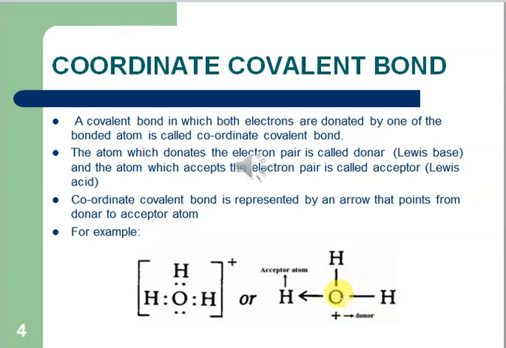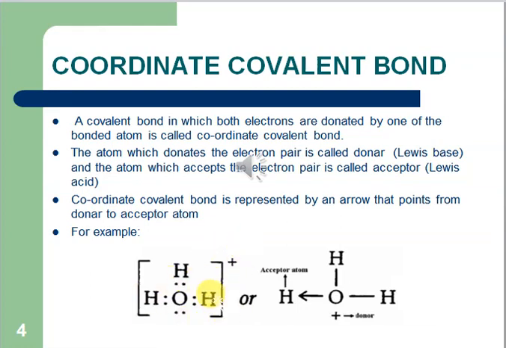There's also a single covalent bond, but there's an arrow between oxygen and hydrogen. It means this bond is a coordinate covalent bond because this is the donor and that's the acceptor. Also, coordinate covalent bonds are normally represented in square brackets, and there we get a positive charge here.